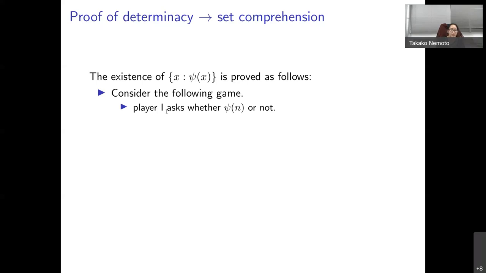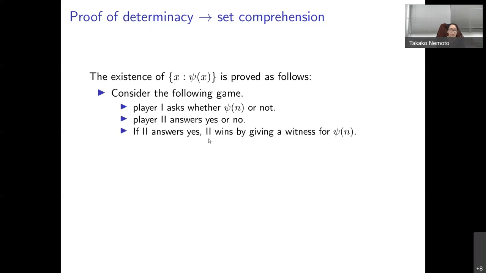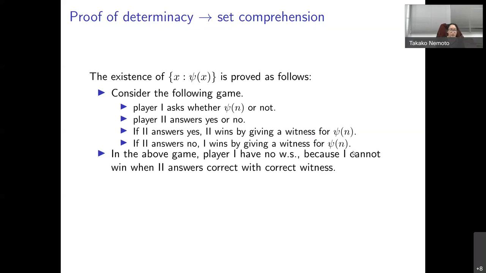First, player one picks some n and asks whether psi of n holds or not. Then player two answers yes or no. If player two answers yes, then player two has to give a witness for that. If player two answers no, then player one insists it should not be the case, and player one has to give a witness for that. But in this kind of game, player one never has a winning strategy.